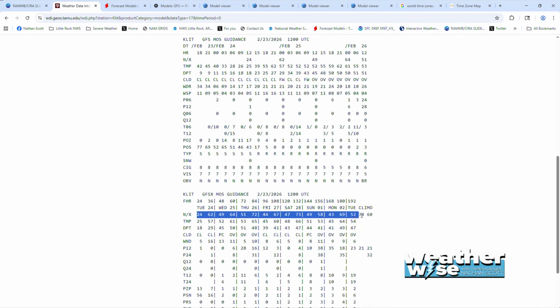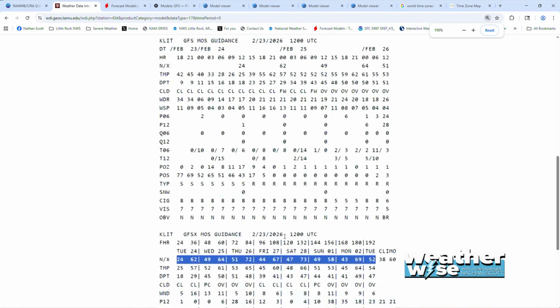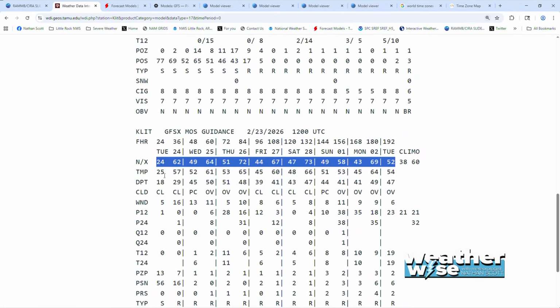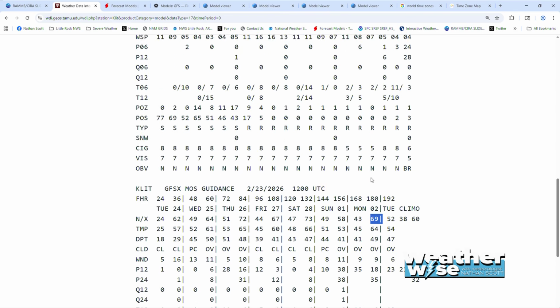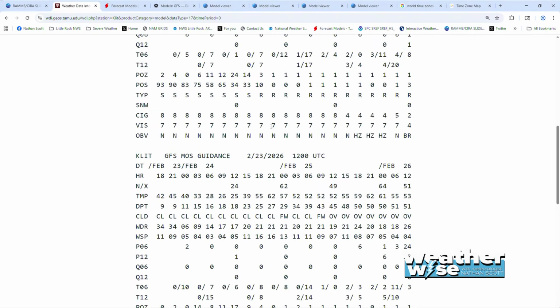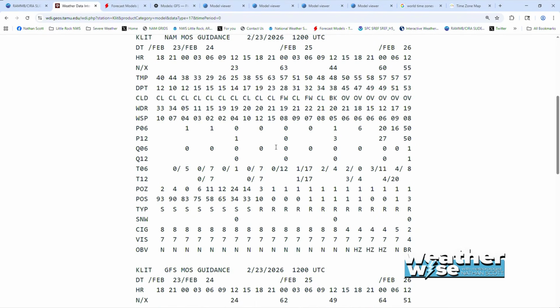And then going over the next 7 days, here's that same breakdown. So 24, 62, 49, 64, 51, 72. So it's saying we're going to get into the 70s on Thursday, and then we get into the 60s on Friday, back into the low 70s on Saturday, turning cooler on Sunday, 69 on Monday. So that's just one piece of information that I'm looking at when it comes to breaking up the forecast guide.